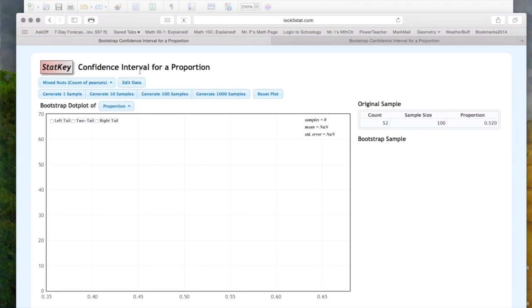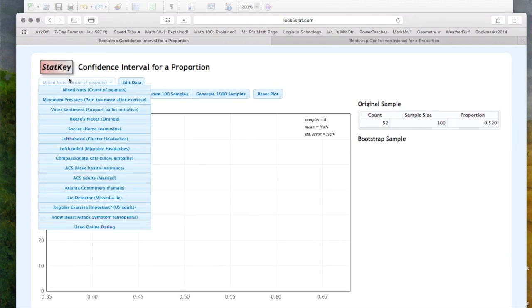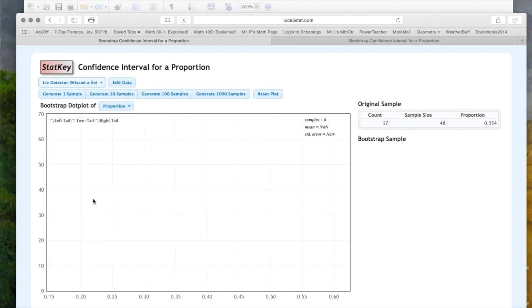So let's get to the right data set. We want to go from mixed nuts, Reese's Pieces, soccer, no. Looking for the lie detector, the percentage of the time that it misses the lie. So the original data is right here. So 17 out of 48, there were 48 lies that were made, and it missed 17 out of the 48 lies.